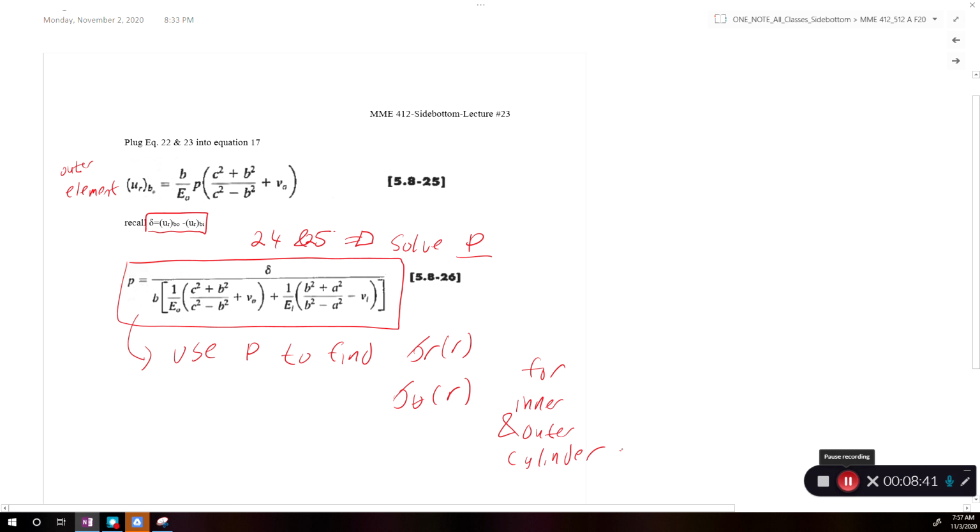All right, so that concludes how you can determine the pressure due to an interference fit for an inner and outer cylinder, as long as you know the initial dimensions of the inner and outer cylinder, as well as the elastic properties, the elastic modulus, and the Poisson's ratio.